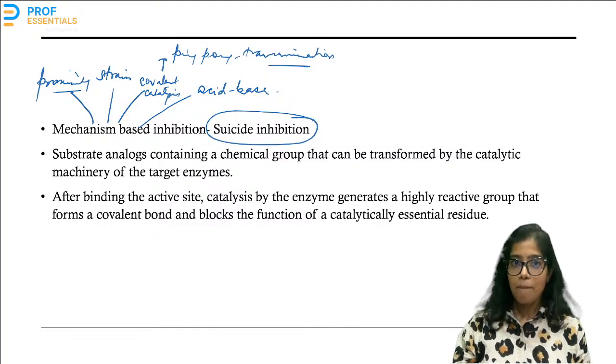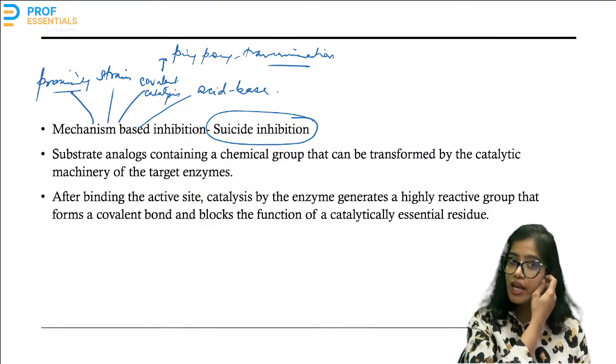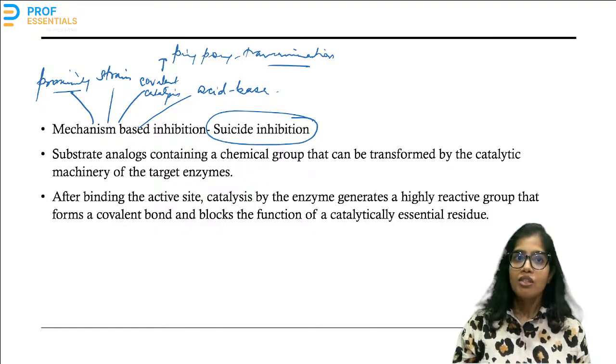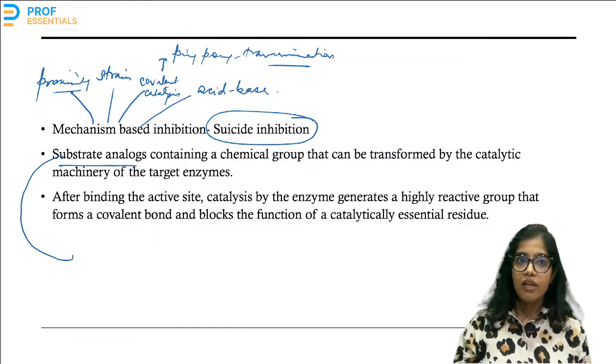Now if any of these four mechanisms of the enzymes are targeted by inhibitors, then that is what is known as mechanism-based inhibition or suicide inhibition. Now substrate analogs which contain a chemical, substrate analogs are what? Substrate analogs means they resemble the substrates. They resemble the substrates.